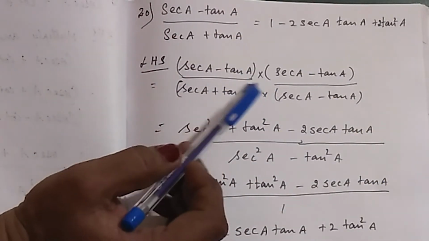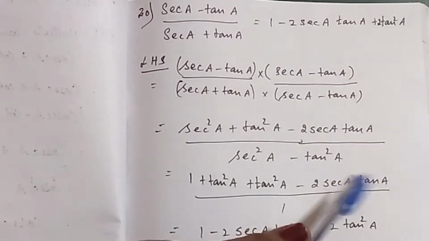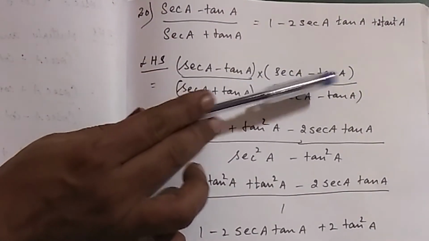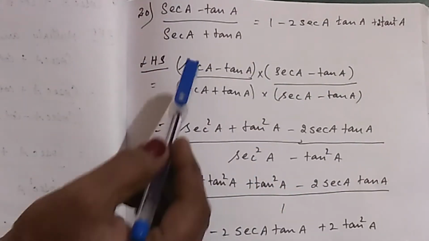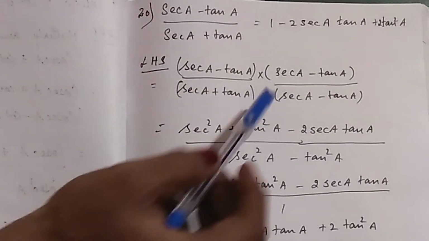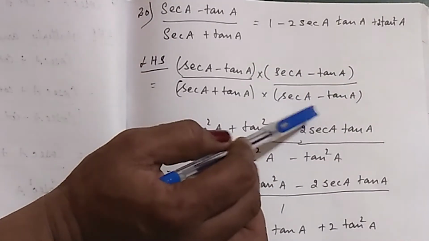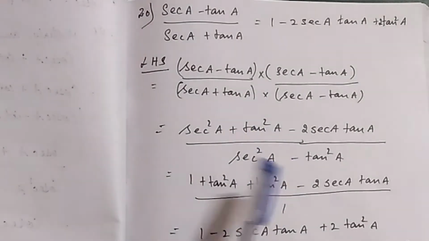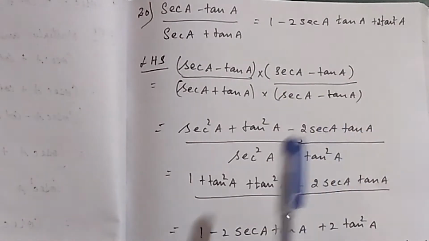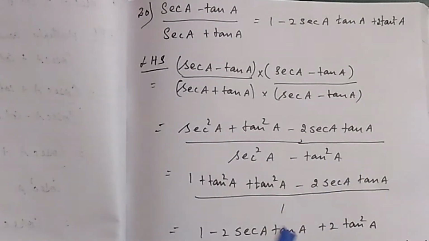Okay. So, I am going to multiply and divide by secant A minus tan A. Take the left hand side and multiply and divide by secant A minus tan A. So, you will get secant A minus tan A upon secant A plus tan A into secant A minus tan A upon secant A minus tan A. Now, see the denominator: A plus B into A minus B, so A squared minus B squared. Secant squared A minus tan squared A is equal to 1.